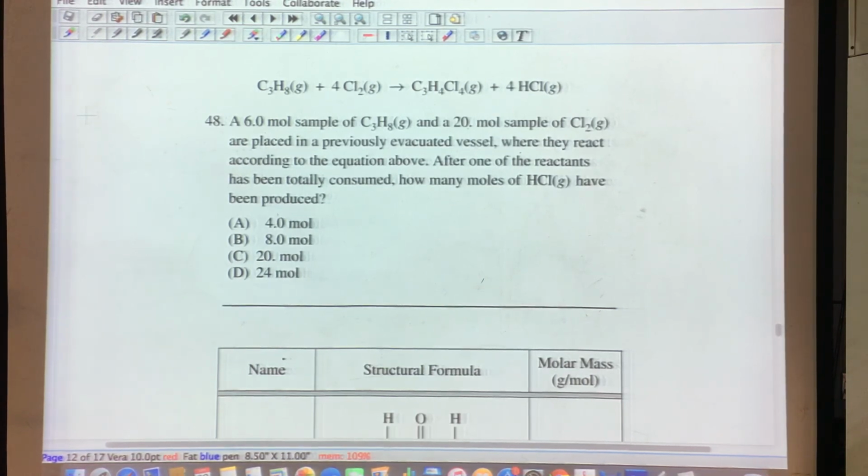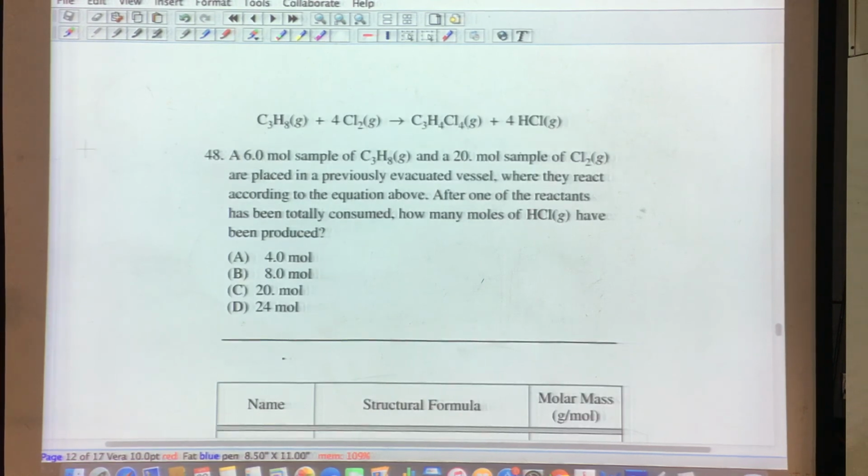Okay, so this is Jeopardy. Now this is a limiting reagent problem. Okay, sorry, I'm just losing it. Actually, I have lost it.